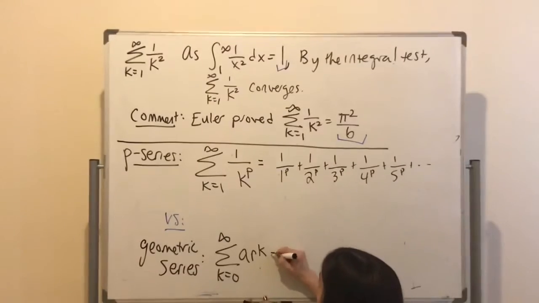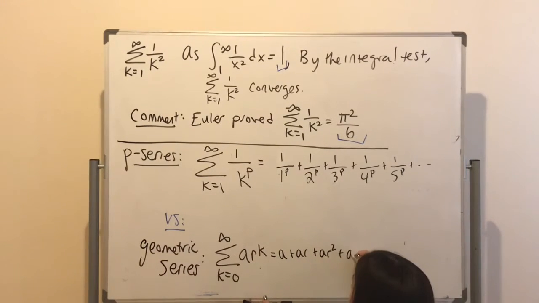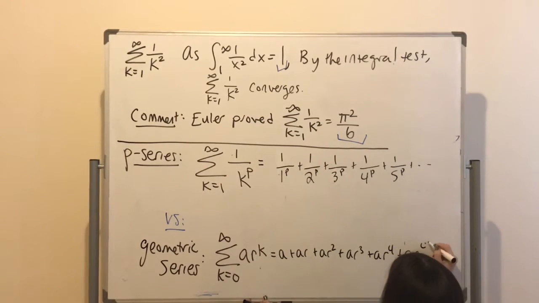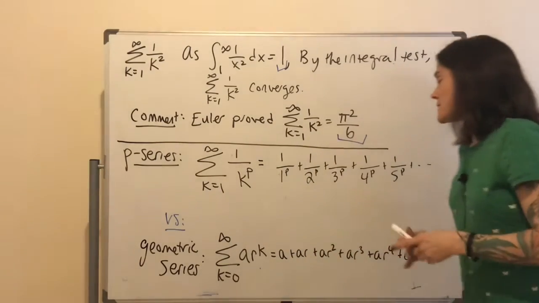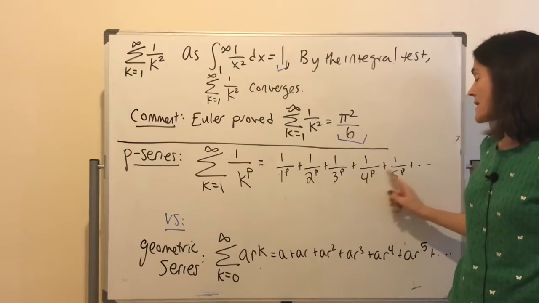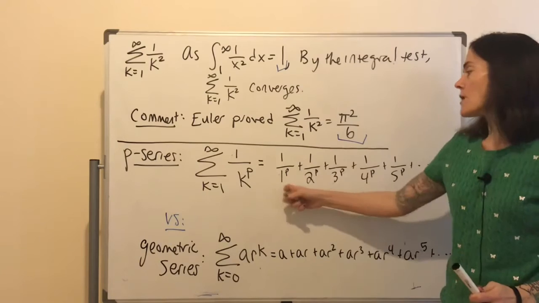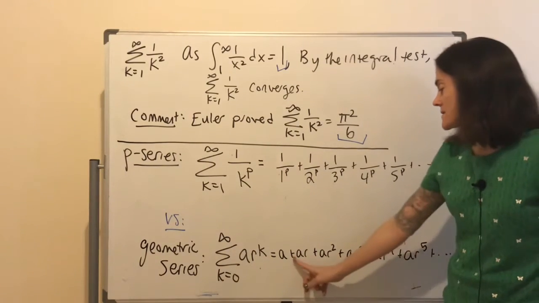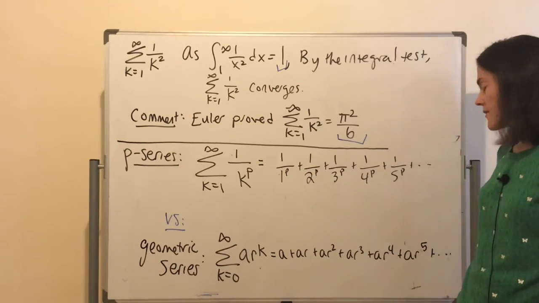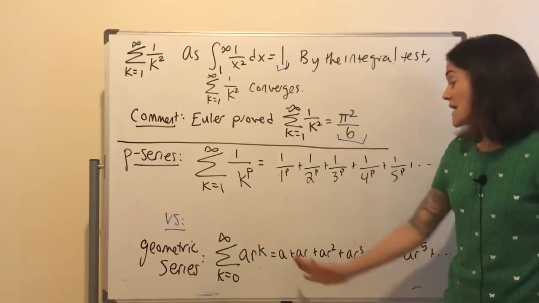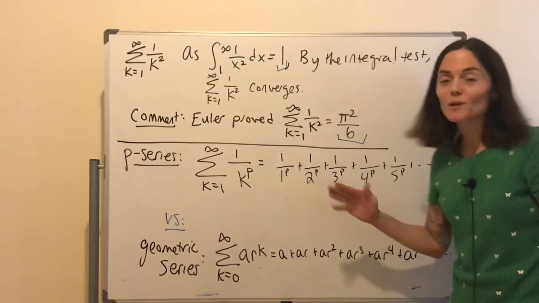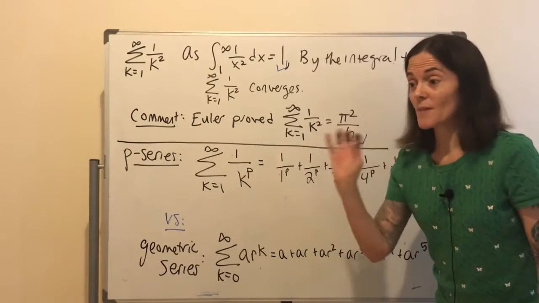This is a plus ar squared plus ar cubed plus ar to the 4th, ar to the 5th, etc. You see, these are very different. Here, the power that you see remains the same. It's p. But what you're raising to the power is marching up by the integers. Whereas here, the power is what's varying. You have this ratio: as you move from one term to the next, you're multiplying by r. This is what gives you a geometric series.